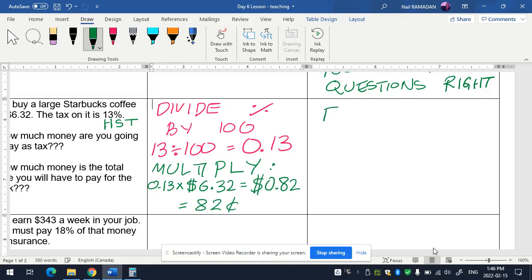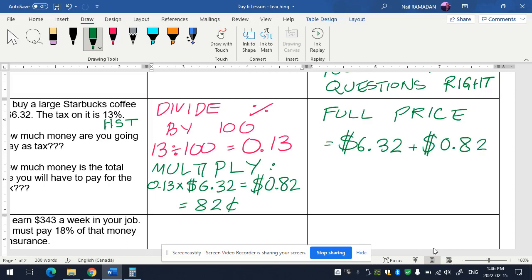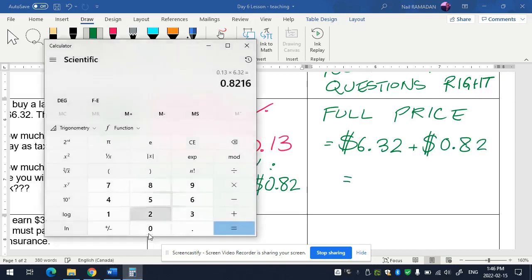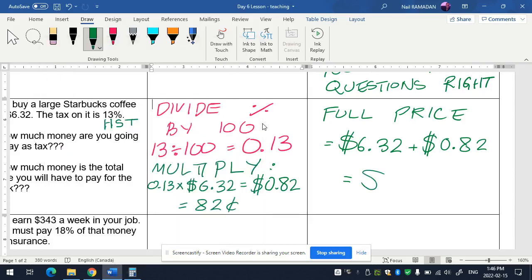So full price equals the $6.32 plus, you can't add it in cents. You still have to add it in dollars, which is how many? 6.32 plus 0.82. You have to pay $7.14, including tax.